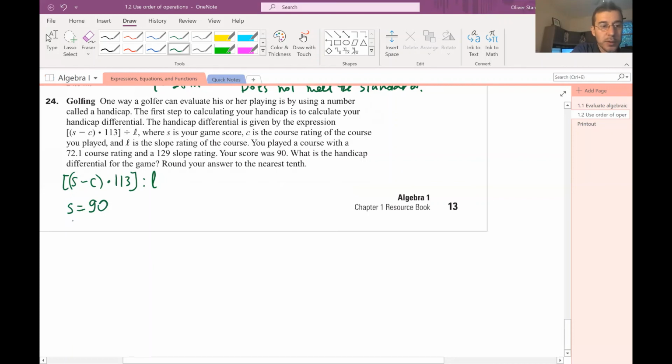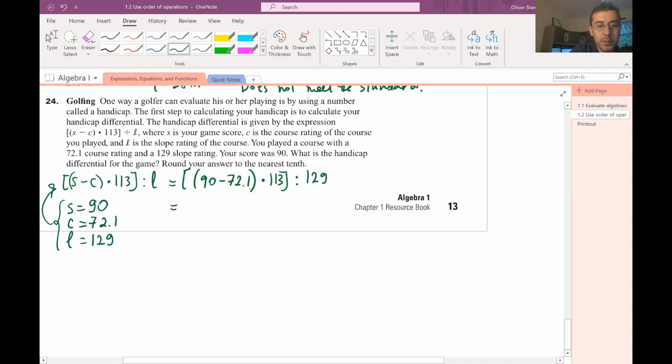C is the course rating, or 72.1, and L is the slope rating, or 129. What is the handicap differential for the game? It's just substitution. We are substituting these values here in this expression. So we're going to get S is 90 minus C is 72.1 times 113, and then divided by L, which is 129.